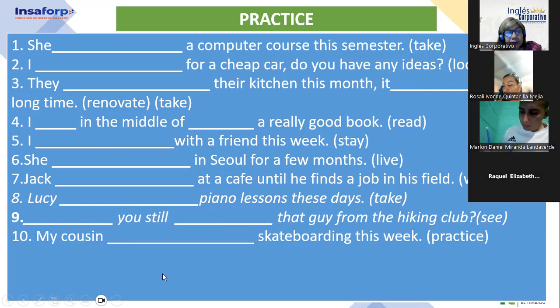Marvin, you have to stay today. Excuse me, teacher. You have to stay today. When the class finishes, you have to stay with me. Okay, teacher.